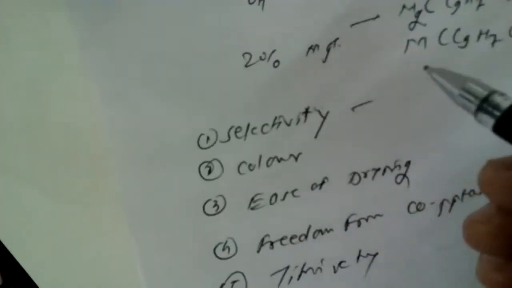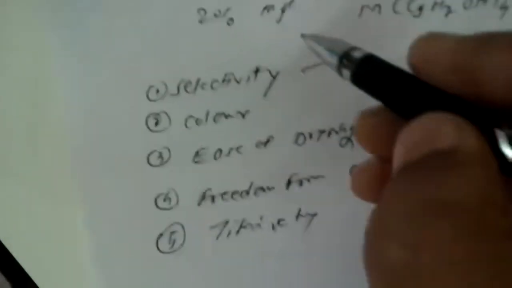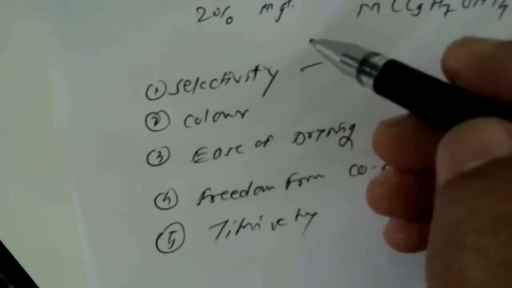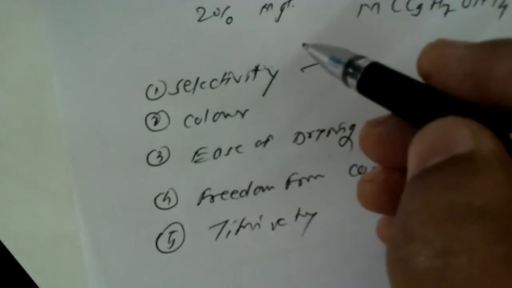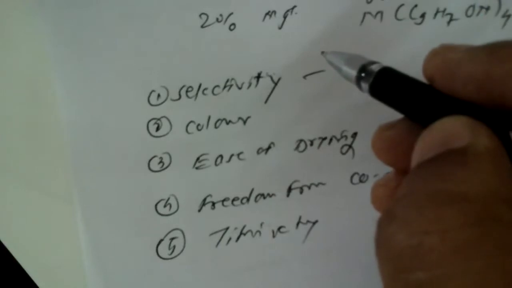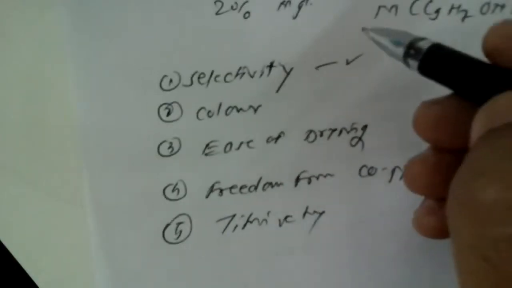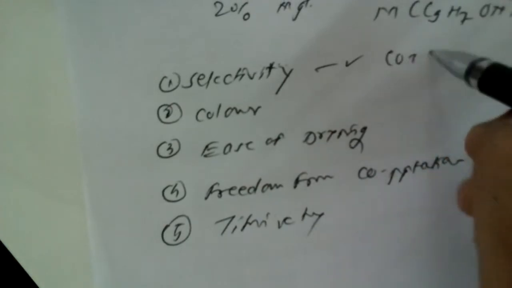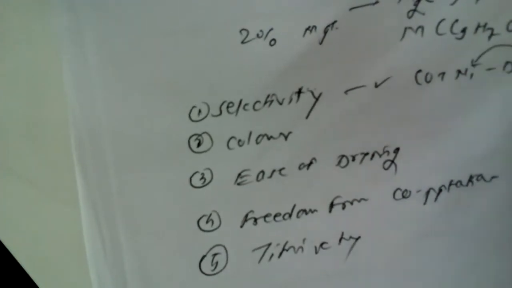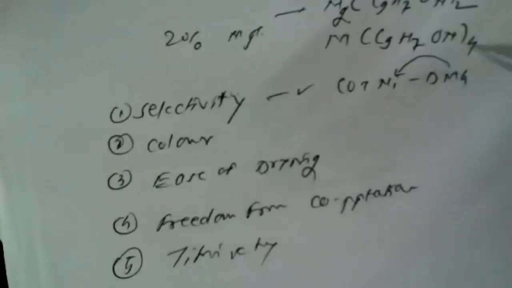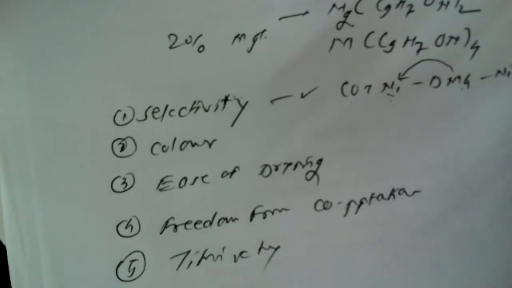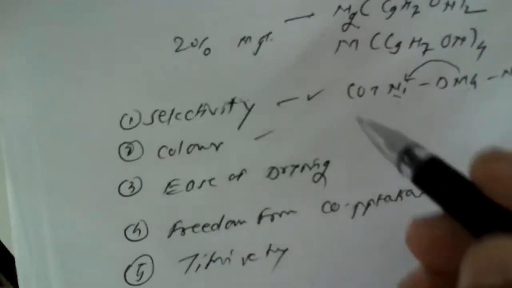Now, what is this selectivity? Selectivity means these reagents are very selective. When one precipitating reagent precipitates only one cation or only one anion from a mixture, such specificity is known as selectivity. So it is very selective. Just now we have seen that if a mixture of cobalt and nickel is there, when we add DMG, then DMG can only precipitate nickel from the mixture. So DMG can select only nickel from the mixture and form the nickel dimethylglyoximate complex. This is known as selectivity.